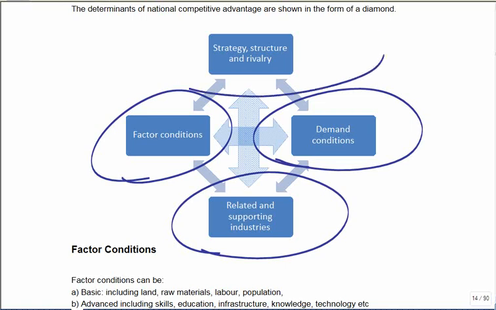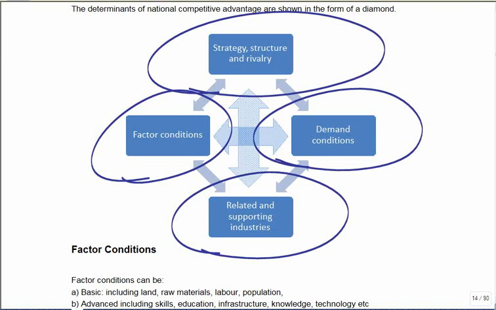And then last of all, we've got the strategy, structure and rivalry, and this is looking at how businesses are operated in particular countries. So, for example, the Germans like very top-down, very formalised organisational structures, whereas the Italians like small family businesses and so on. And it may well be that those different approaches to business suit some industries more than others. Now, if you look at these four different areas, some countries may have some of them, some countries may have all of them, some countries may not have any of them at all.